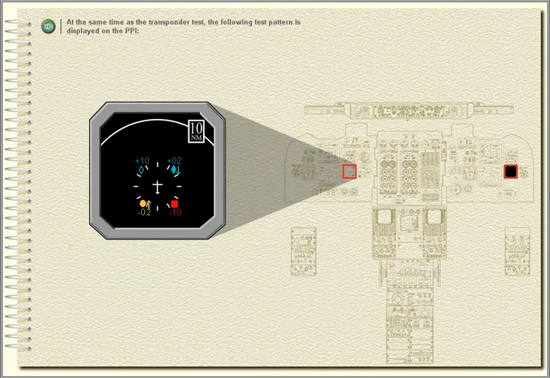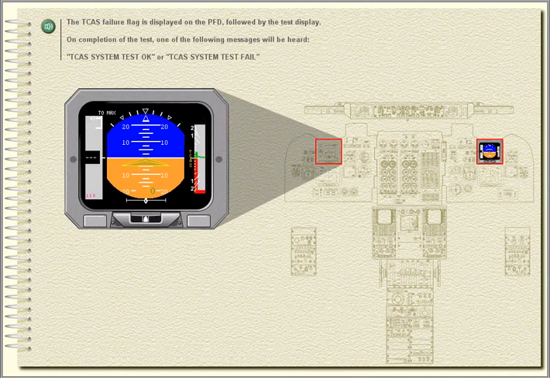At the same time as the transponder test, the following test pattern is displayed on the PPI. The TCAS failure flag is displayed on the PFD, followed by the test display. On completion of the test, one of the following messages will be heard.